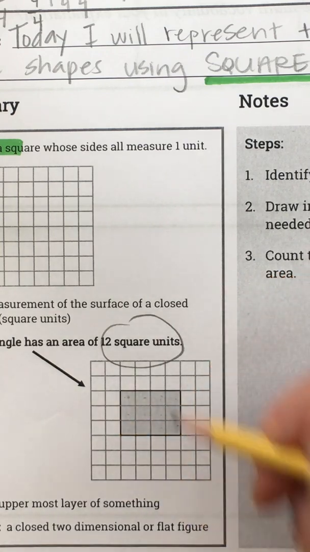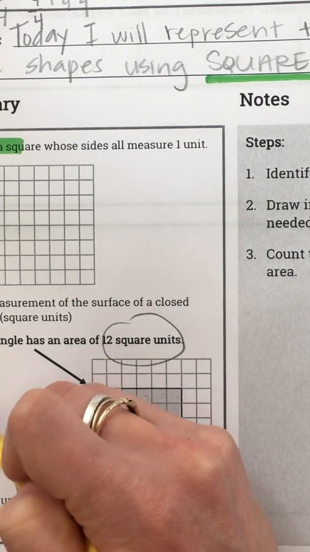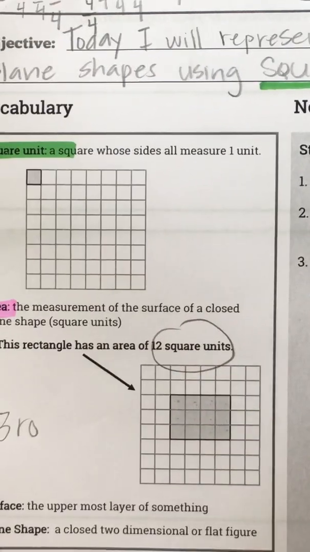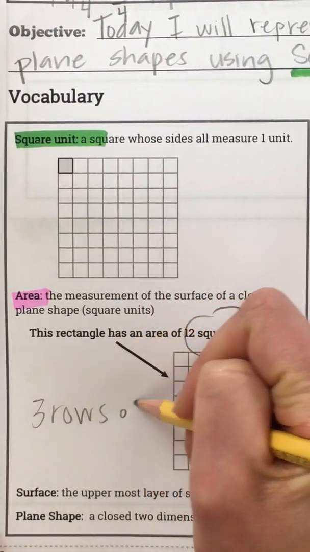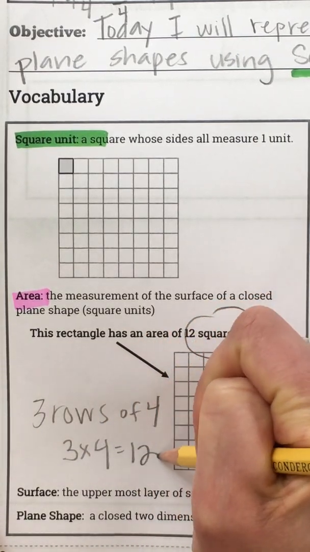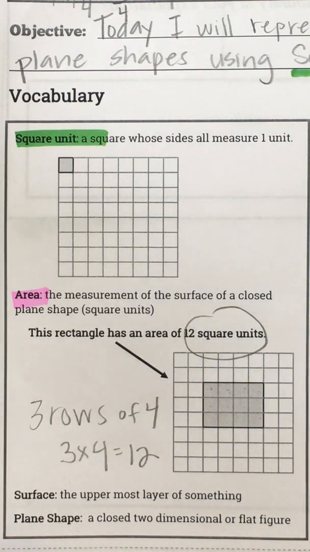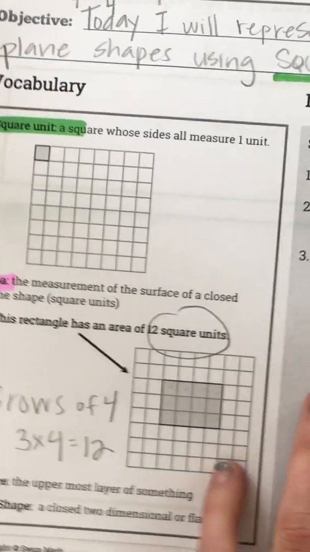and you should kind of be getting into the idea and seeing that it is the same as an array. I have a 4 by 3 array. Okay, I have 3 rows of 4, and 3 times 4 is 12. We'll go over that a little bit later too, because there's an actual formula that we'll use, but we'll talk about that next week, okay?